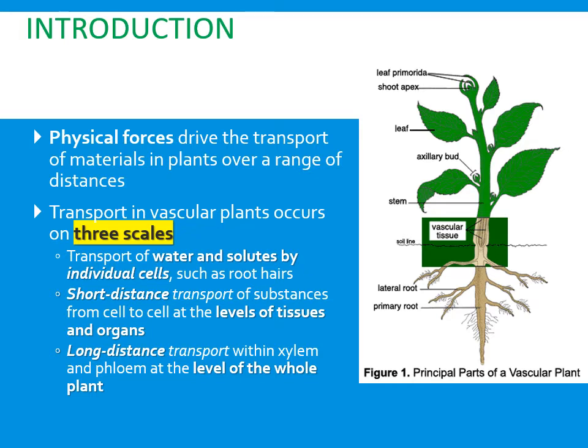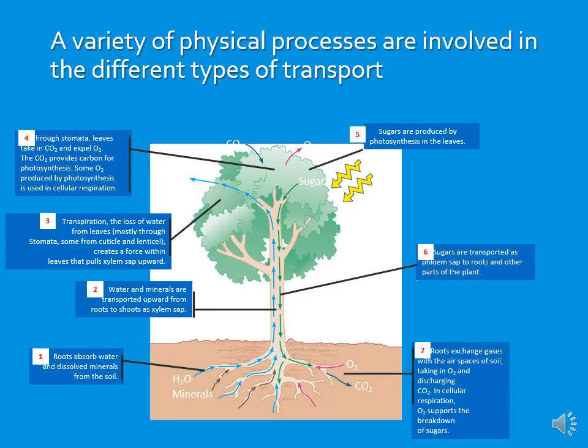So transport of water and solute is carried out by individual cells such as root hair, and can also be carried out over two types of distance, short and long distance. Short distance normally involves cell to cell transport at the level of tissue and organ, whereas long distance normally is carried out between xylem and phloem at the level of the whole plant itself. So this is a summarized version of how physical processes are involved in different types of transport.